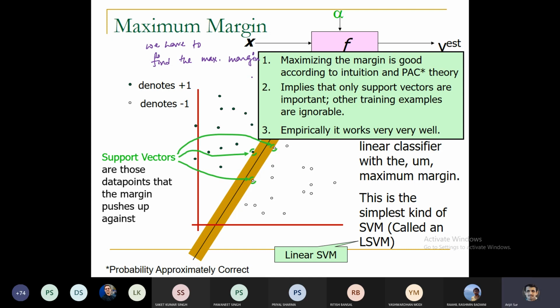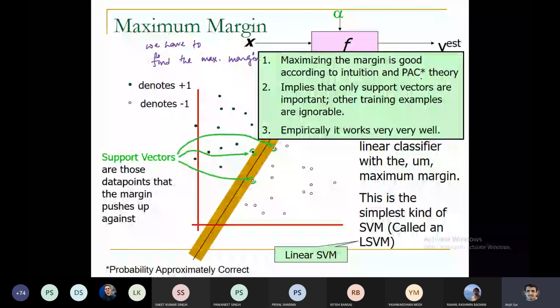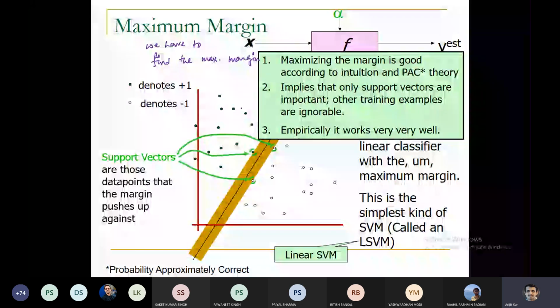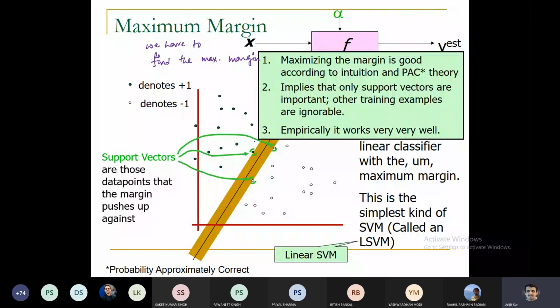The basic proposition of this problem is that maximizing the margin is good according to PAC, which will come later. It's called probably approximately correct. When we go to the more theoretical aspects of machine learning, we'll learn what PAC theory is. It implies that only support vectors are important, and other training examples are not that important. Empirically, it works very well. So support vectors are important in finding this maximum margin, and not others, so don't confuse it with other things.